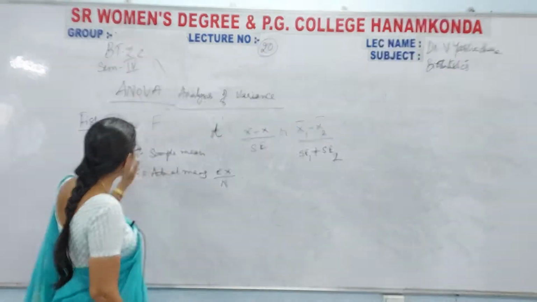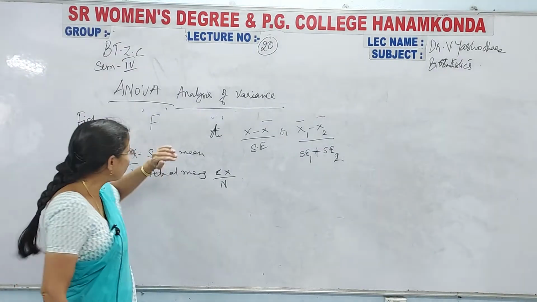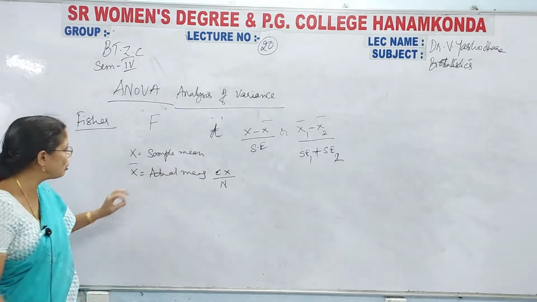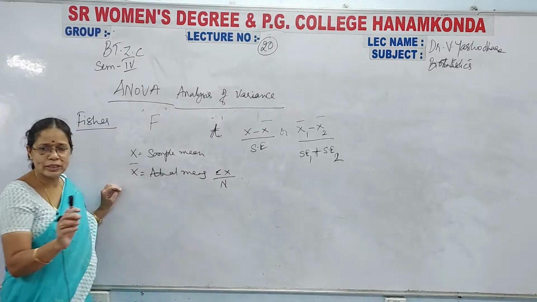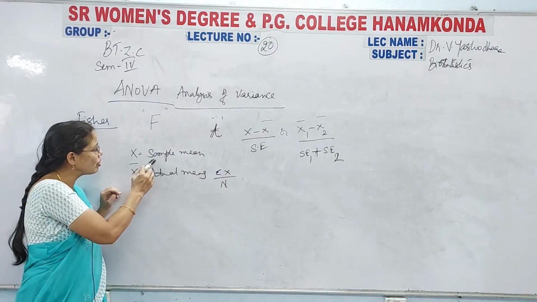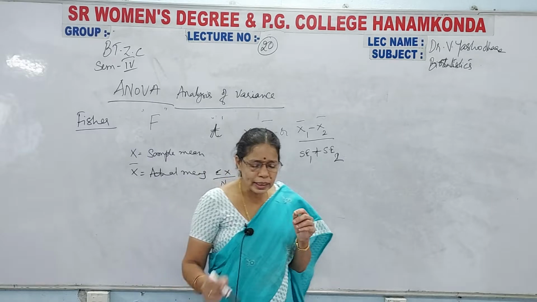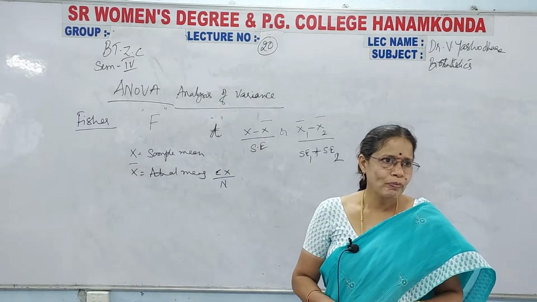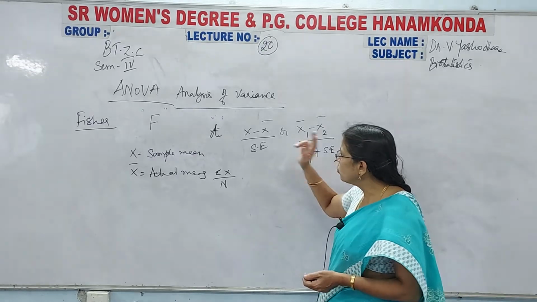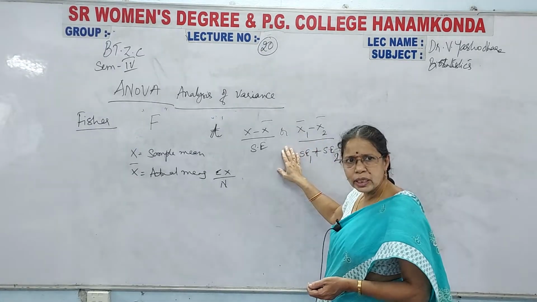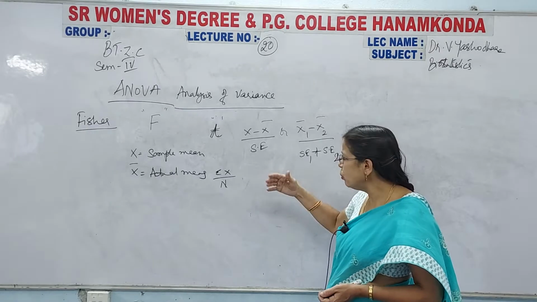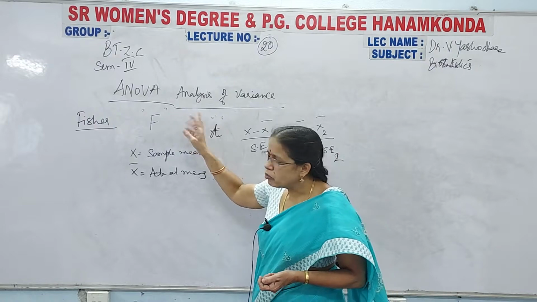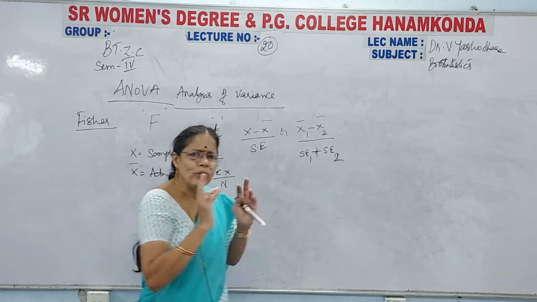Now coming to the next one, that is your f-test. This f-test is also the analysis of difference between the sample mean and the actual mean, if the samples are more than 2. That means if there are only 2 samples, then you can go for the student t-test. If the number of samples is more than 2, then you have to take the help of ANOVA. That means both are one and the same.